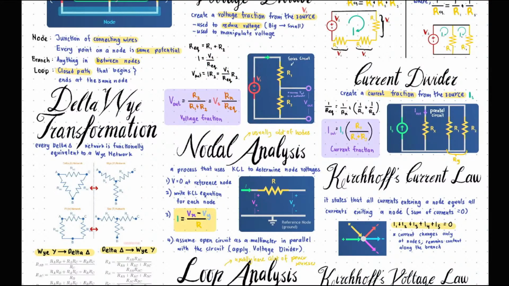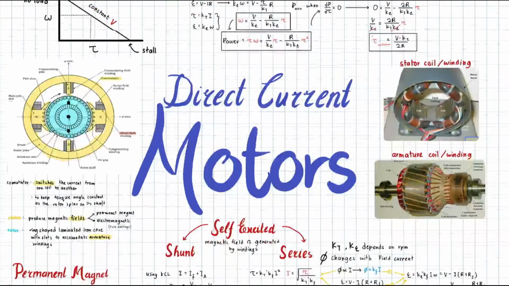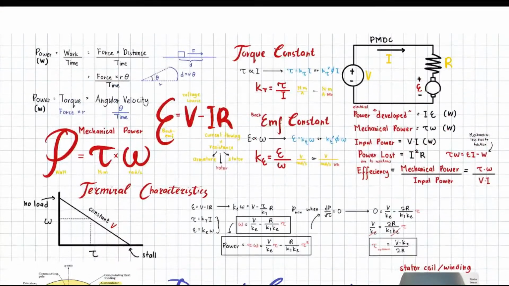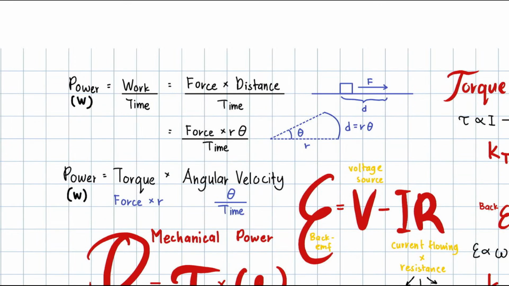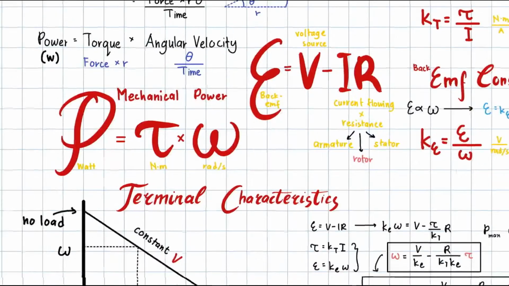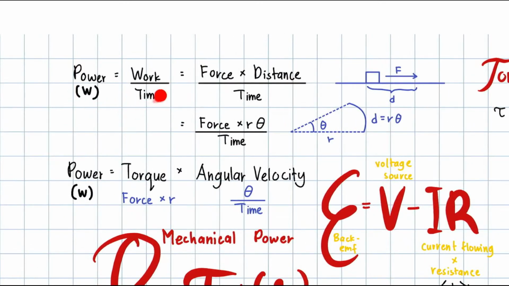Okay, so now we move to DC motors. DC motors is quite a complex topic, but we go through this together. Okay, so first we talk about power. Power is a main component in motors because that is what makes it turn. So power is work over time. Work is force times distance. Usually you use force to move an object over a distance, and that force times distance over the time taken is what you call power.